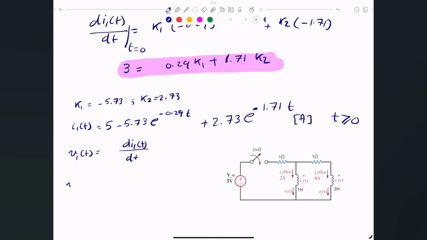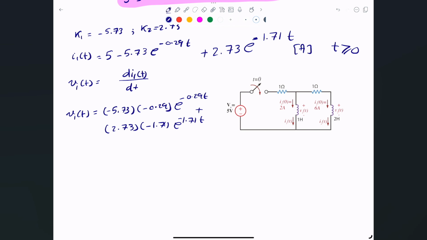And that's simply V1 of t is negative 5.73 multiplied by negative 0.29. Of course, the derivative of 5 is 0, I just didn't say it. e to the negative 0.29 of t plus 2.73 times negative 1.71 e to the negative 1.71 of t. And once you do the algebra, what you'll end up with is 1.66 e to the negative 0.29 of t, negative 4.67 e to the negative 1.71 of t. That's V1 of t, and that's volts for t greater than 0.